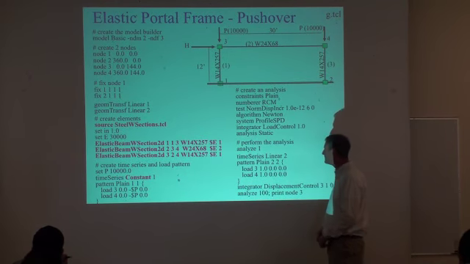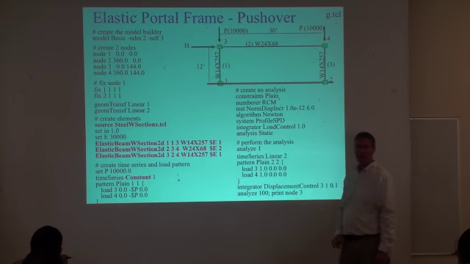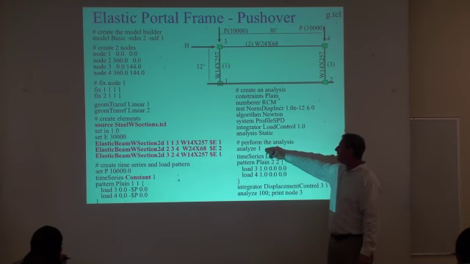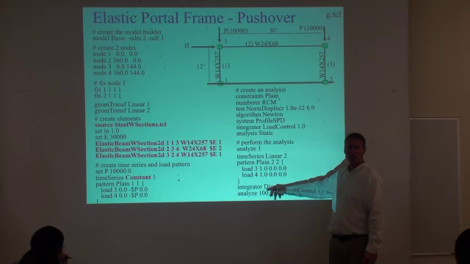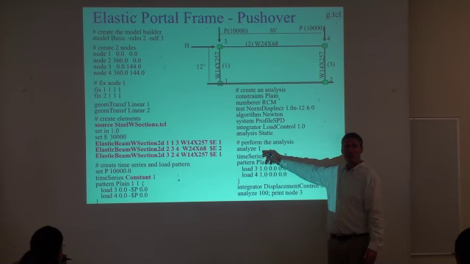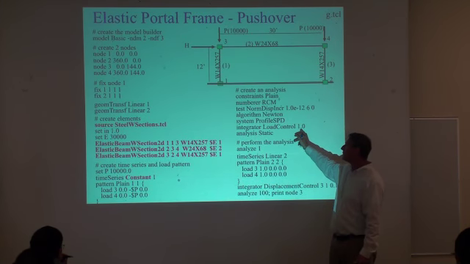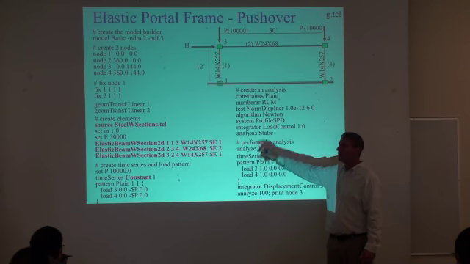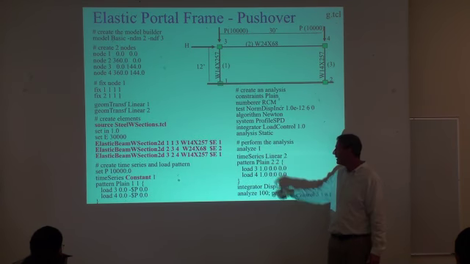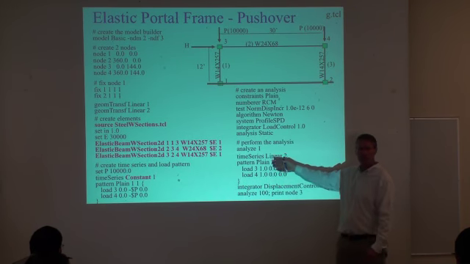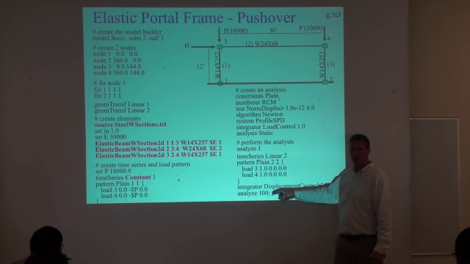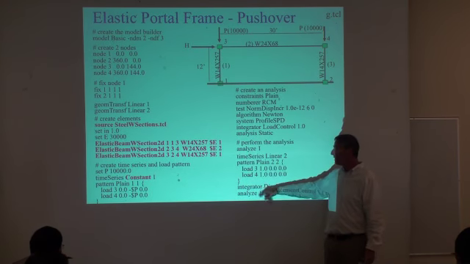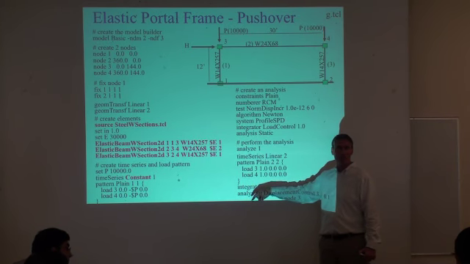I got away with it here because it was linear. But if this wasn't linear, that first analyze is actually happening at time 2. Because analyze 1 has already occurred, the domain is already at time 1.0 with load control 1. So when I add this new load pattern in and analyze 100, the time of the domain is incremented by 1 on the first analyze. So the first time this thing is applied, the time is 2. Okay?